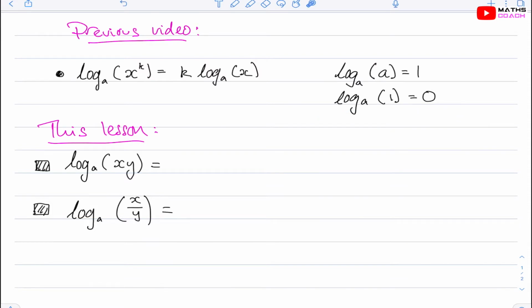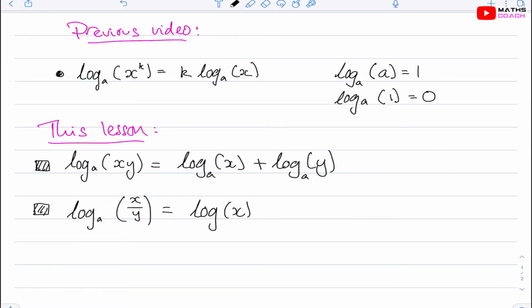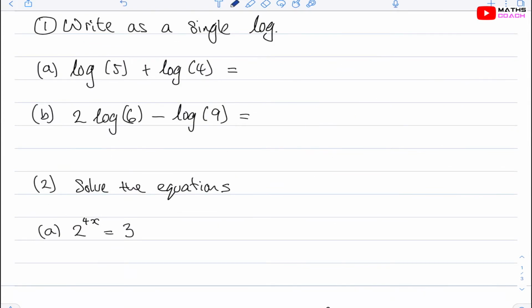In this lesson, we're going to look at two more rules of logarithms, the multiplication rule and the division rule. If you're looking at the log of x times y, this is going to be the same as the log of x plus the log of y to the same base a. And the log of x divided by y is the same as the log of x take away the log of y to the same base a. Okay, let's move on to applying the laws of logarithms on some questions.